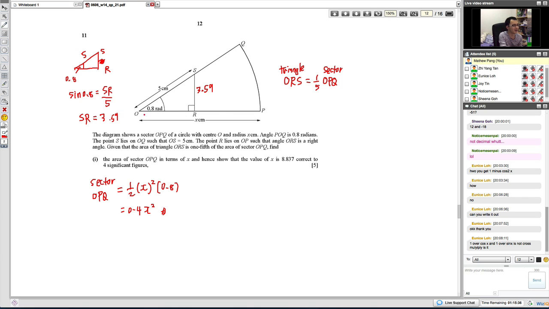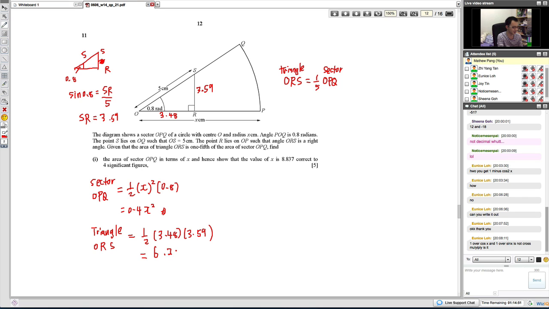So I have this is 3.59. Definitely I will find the base also. You can use Pythagoras now. So I say 5 squared minus 3.59 squared, and then square root the answer. This is 3.48 for the OR. Then I can find the area of triangle. So I will say triangle ORS equals half times base times height. Actually, it's quite easy. I thought it's very hard. 3.48 multiply 3.59 divided by 2. So yeah, you have 6.25.